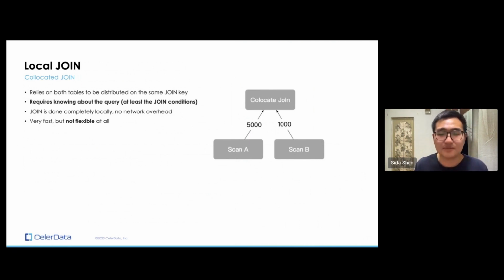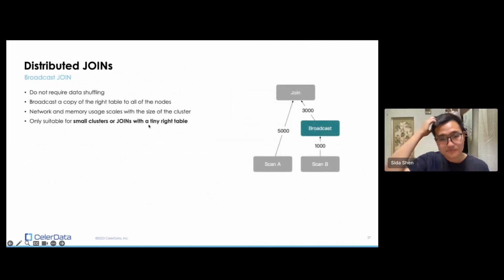It's very fast, but it's not flexible at all, right? Because you need prior knowledge of the query before actually ingesting the data, right? And this does not require any data shuffling.